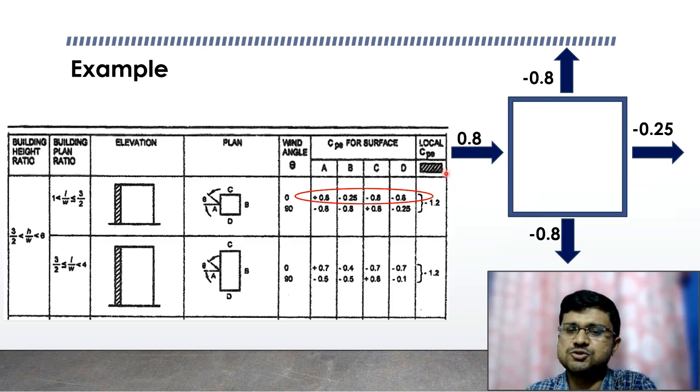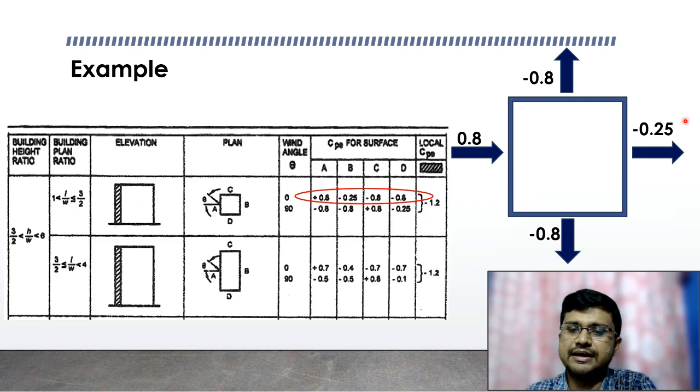And another thing, it is also very important, if we are doing the detailed design, at that time the local Cp value we have to also consider. Local Cp value is minus 1.2, and local Cp value is applicable just after the separation point. For this particular 25% of the side face, we have to provide the local Cp value. Local Cp value is highly important for doing the cladding design just near the separation point.